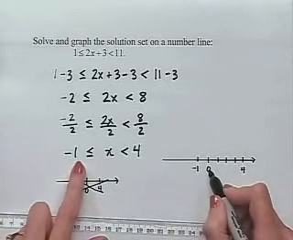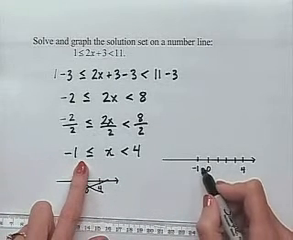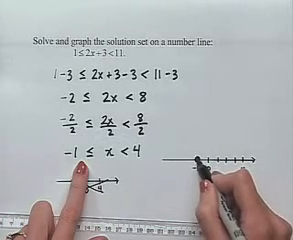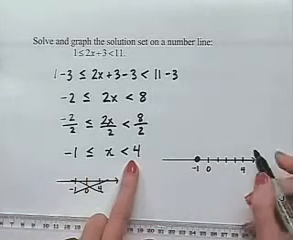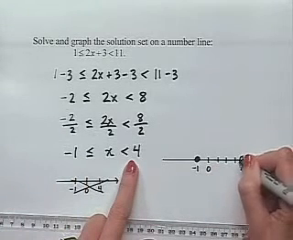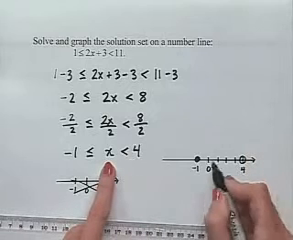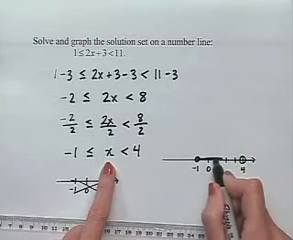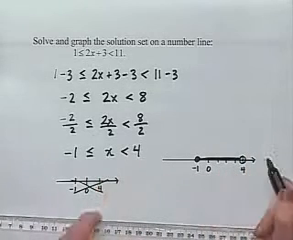Back to our graph, we know that we need to have negative 1 included in our solution set. We know that 4 is going to be a border for our solution set but not included, and we want our values of x to be in between those two. And so here's our correct graph.